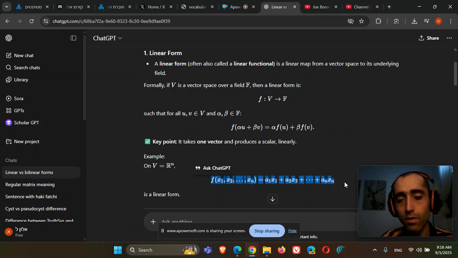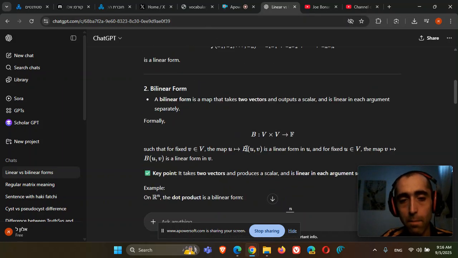And this example is a linear form. It takes a vector and produces a result that is a scalar. So this is a linear form. Now, a bilinear form, as the name suggests, has two linear things. So we have two vector spaces that we go from and get to a scalar. This is the mapping from two vector spaces to a scalar.